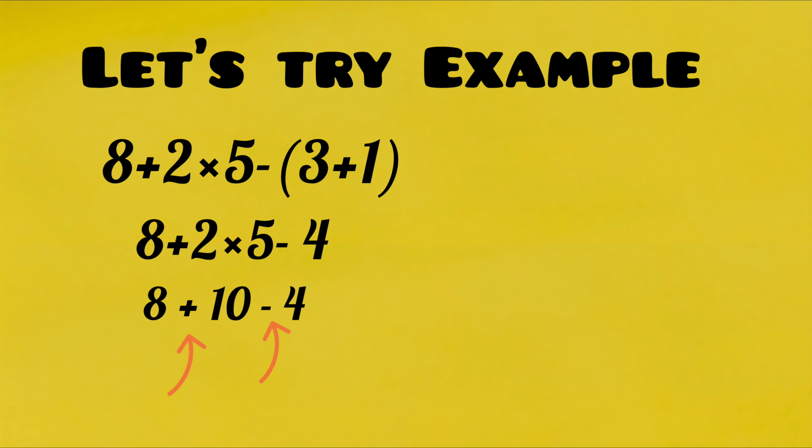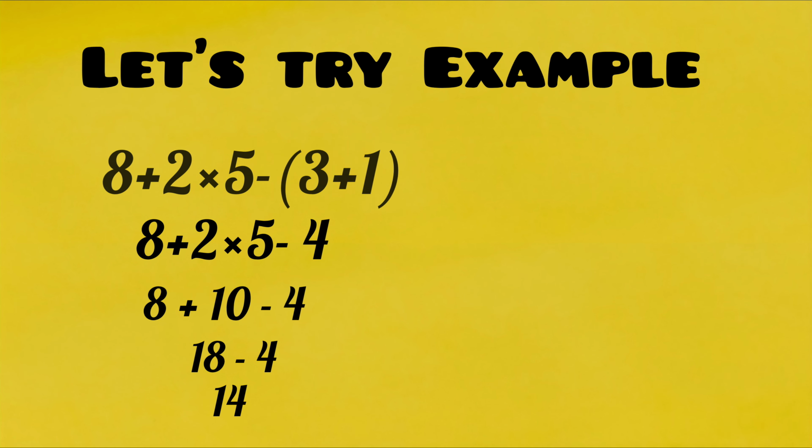Step 4, addition and subtraction left to right. 8 plus 10 is 18. Then 18 minus 4 is 14. And that's your answer. See how easy that was?